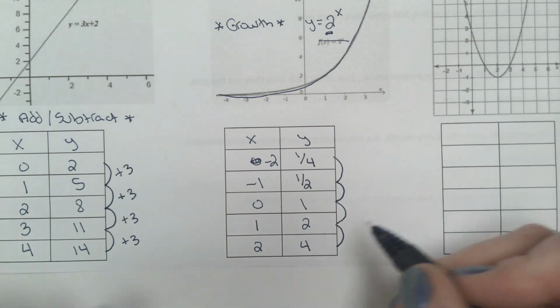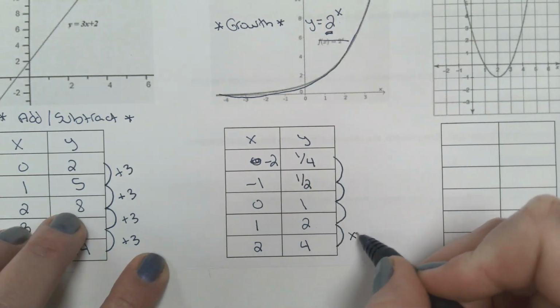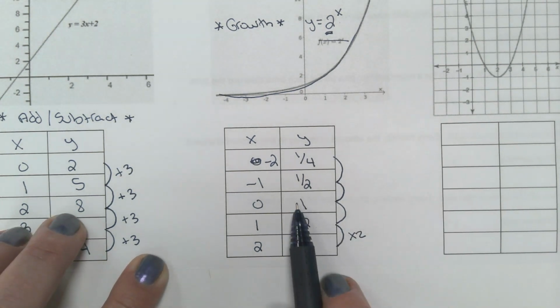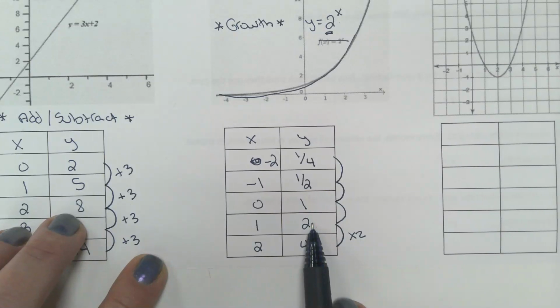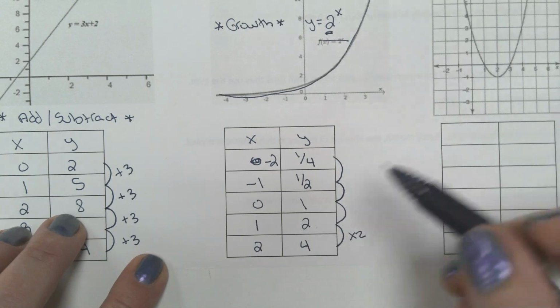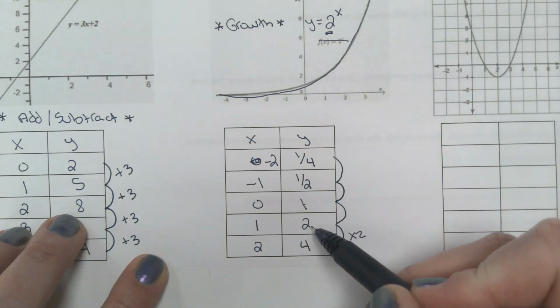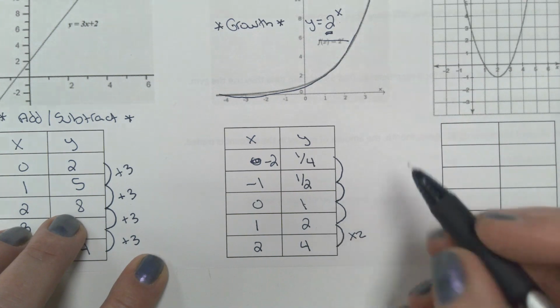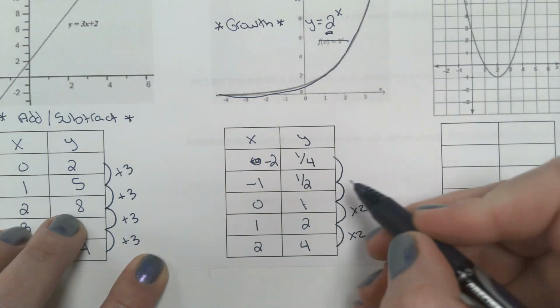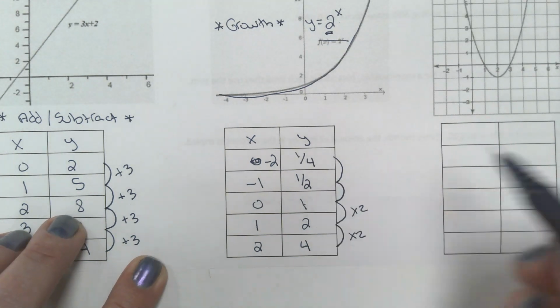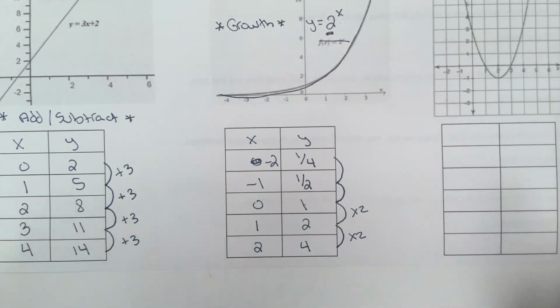How can I get from 2 to 4? I can go times 2, okay? So let's see if I backtrack. If you go 1 times 2, does that equal 2? So can you multiply by 2 to get to the next number? Yes, okay. What about going from a half to 1? What do you get when you go a half times 2?